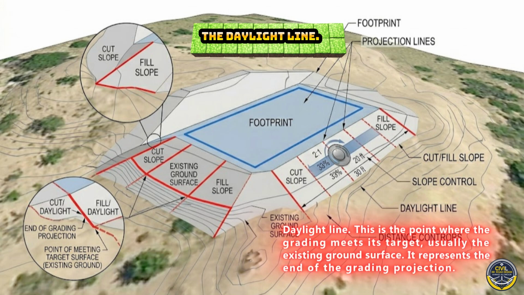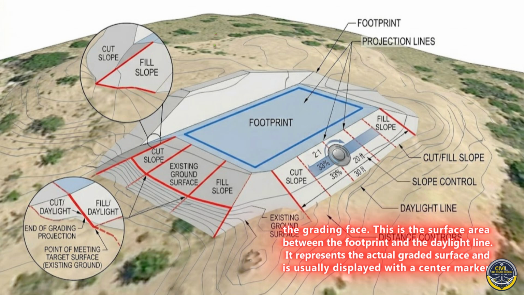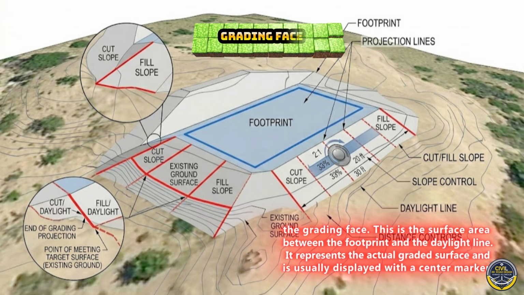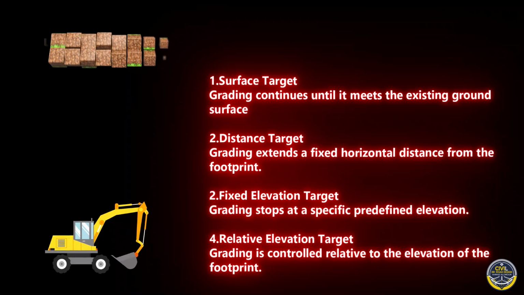The fourth component is the grading face. This is the surface area between the footprint and the daylight line. It represents the actual graded surface and it's usually displayed with a center marker. Understanding these components is critical because every grading operation you perform is built from this structure.